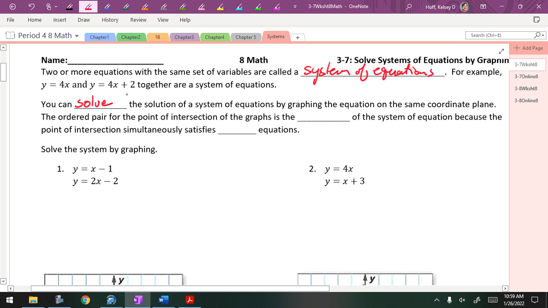So before we were only graphing one line on a graph. Today we're going to graph multiple lines. The ordered pair for the point of intersection, or where the 2 lines cross, is the solution of the system of equations, because that point of intersection simultaneously satisfies both equations. Lots of big words there. The intersection, just like the intersection of 2 roads, is where they meet, and where they meet at the same time, simultaneously, that point satisfies both equations.